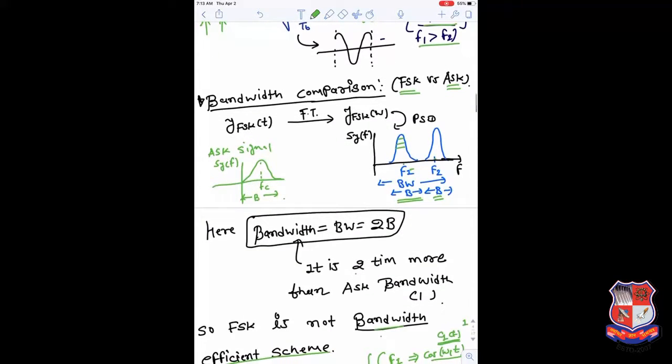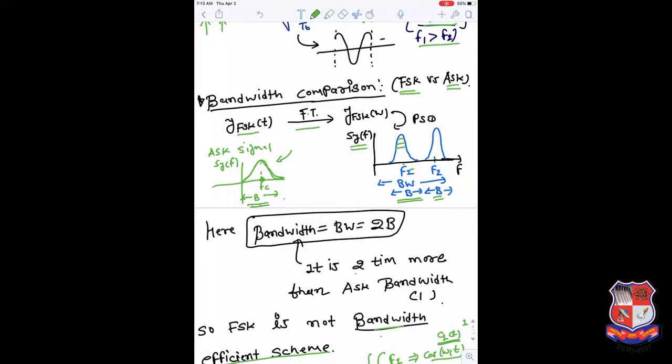Now we will go to the bandwidth comparison. Here we compare the bandwidth of the FSK signal with the ASK signal. The general method is we find the Fourier transform, and then we find the power spectral density. In the earlier case, the power spectral density of the ASK signal is concentrated only at FC, because a single carrier is used. For a bit 1, we use the carrier signal. For 0, we do not transmit anything. So all the spectrum is concentrated at the carrier frequency FC, and the bandwidth is B, which is minimum.